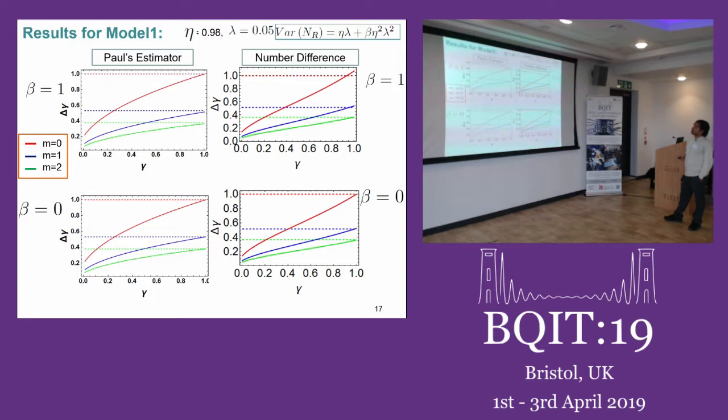This is beta equal to 1, and here it's beta equal to 0. One can see here that for the correlated Poissonian states, changing beta doesn't give any significant improvement. Though there is an improvement because of the photon subtraction, you can see in the two plots there is not much difference. This is the number difference measurement, and it is the same thing; there is not much difference. One can see from both of the plots when beta is equal to 1 and beta is equal to 0.